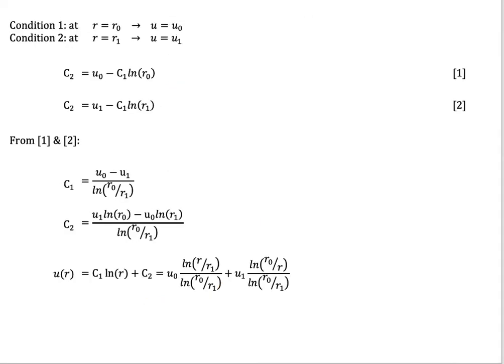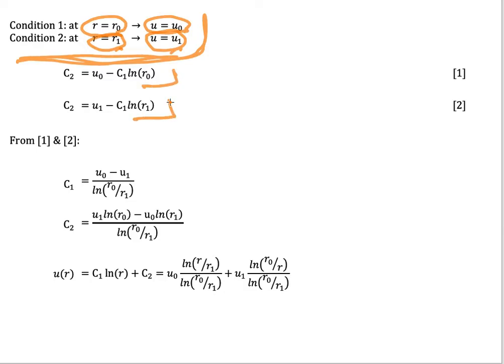So we substitute the value here. We need to determine the boundary conditions according to our system. According to our system, at r equal to r naught the velocity is u naught, and at r equal to r1 the velocity at that point is equal to u1. So we substitute the boundary conditions, and we will get the value for C2.